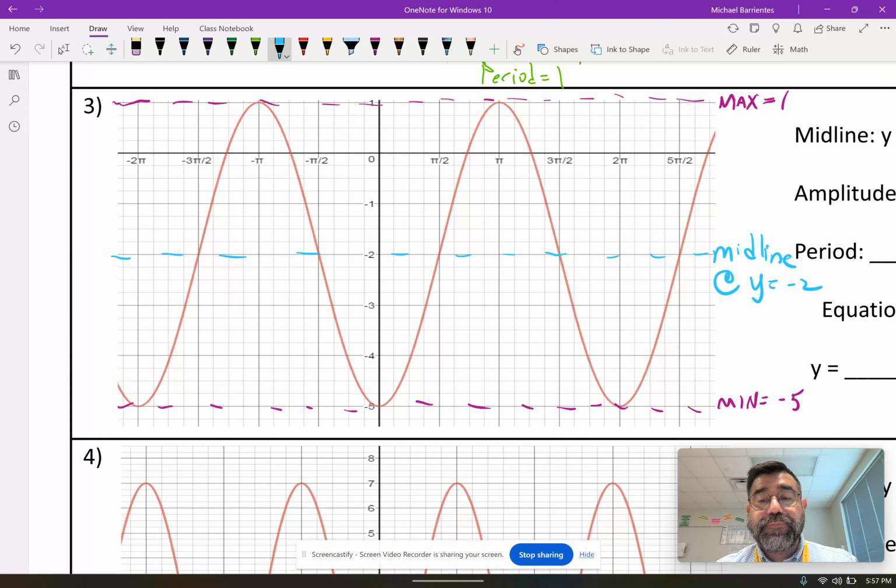Got it. What's the amplitude? The distance from here to here. So the amplitude is 3. And then finally, what's the period?